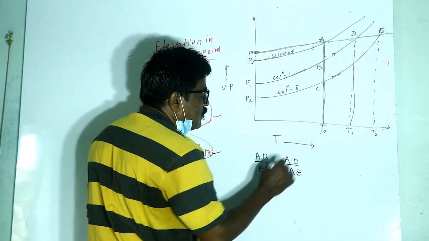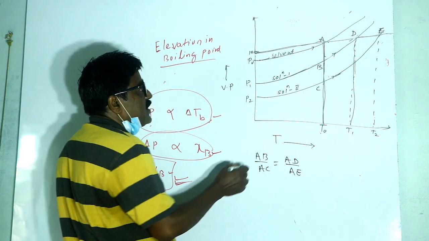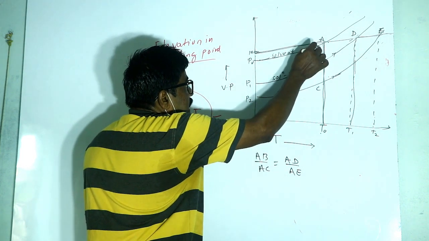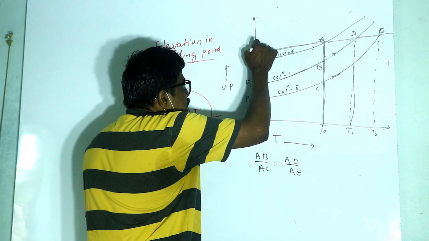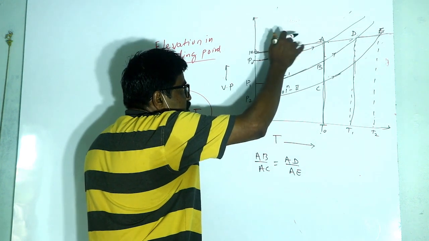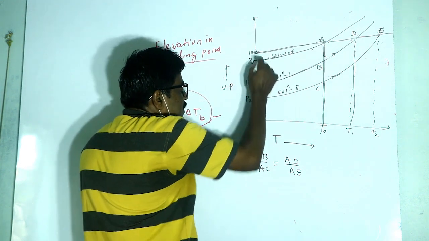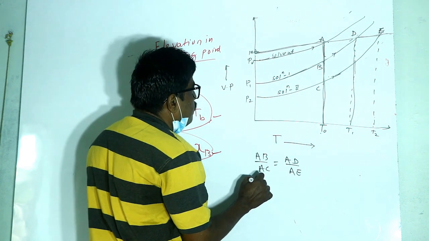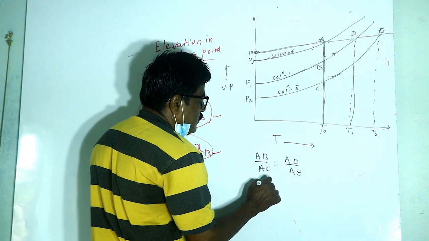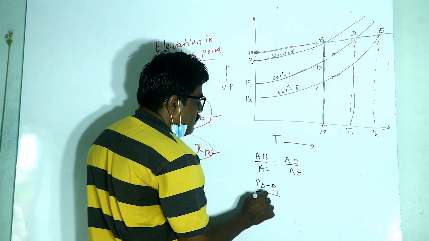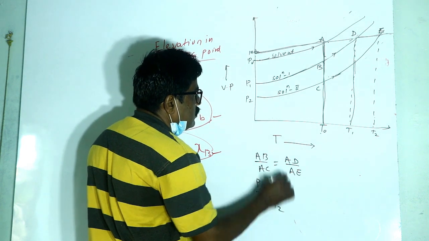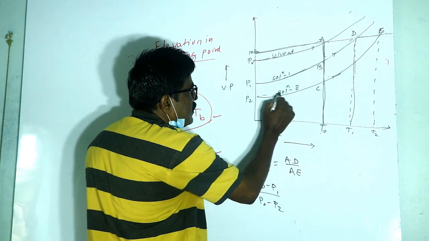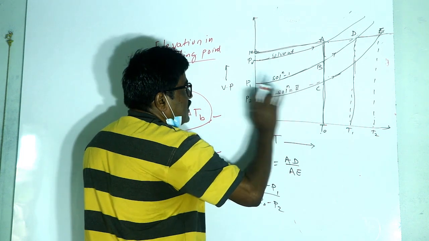This is the relation between the two congruent triangles. AB, what is the value of AB here? AB here you can say this P0 and P1 are nearly the same. So these two may be related as P0 minus P1, and this is P0 minus P2. Let's see, for dilute solution, this will be the same as.